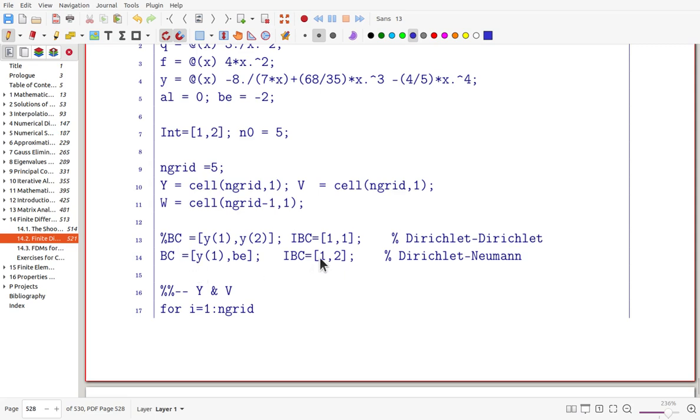Now, for example, for our case the boundary conditions are at 1 and 2. That means the left-hand side is a Dirichlet boundary condition, and the right side is a Neumann boundary condition. In PDE literature, the Dirichlet condition is called the first kind of boundary condition, and the derivative condition is called the Neumann condition, which is called the second kind of boundary condition. So for example, if your problem has Dirichlet conditions on both sides, then you can assign in this way.